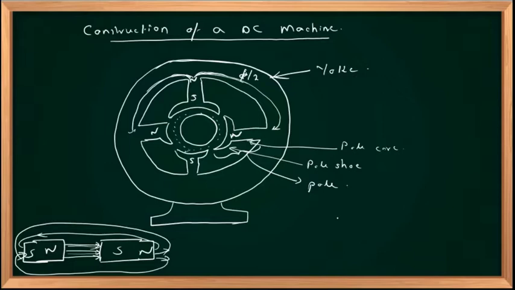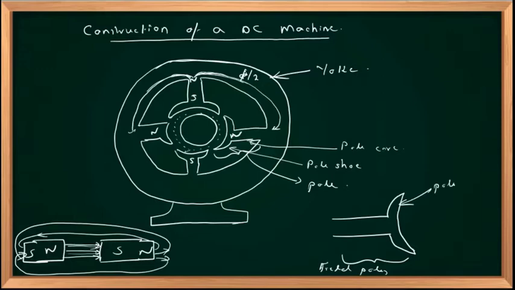Right. So if you have a pole like this, this entire part is called field poles, and this face is called pole face, and this part of this pole is called pole shoe, and this part is called pole core. Right.